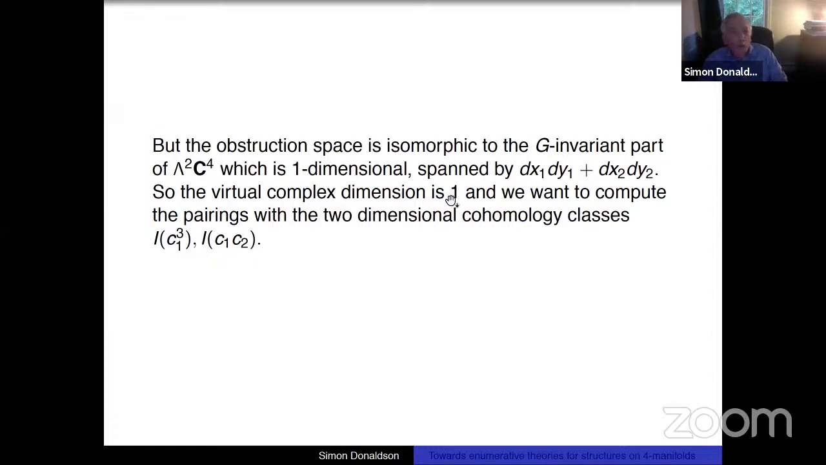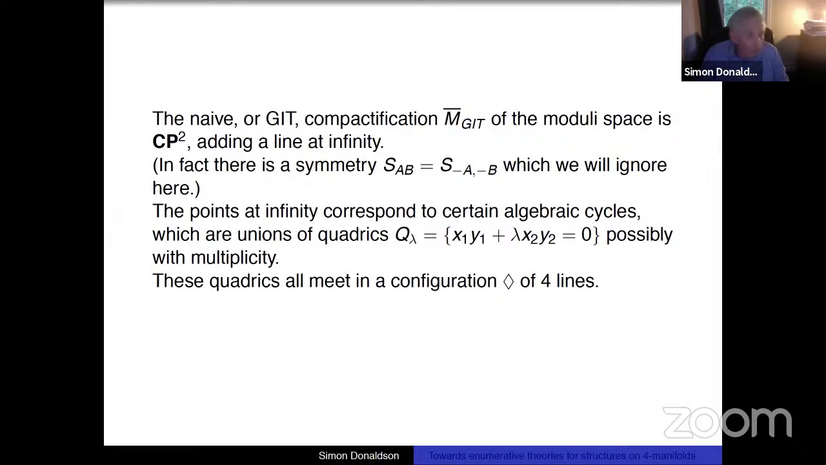So there are two numbers we should be able to compute, which are the pairings of the virtual fundamental class with these two MMM classes. Okay, so I have 2 minutes. A naive thing we can do is take our space of surfaces given by these parameters A, B. The naive compactification would be to take CP2 and add a line at infinity. The points at infinity would correspond to algebraic cycles. We would take unions of quadrics in the pencil generated by two expressions, possibly with multiplicities. These quadrics all meet in a configuration of 4 lines.